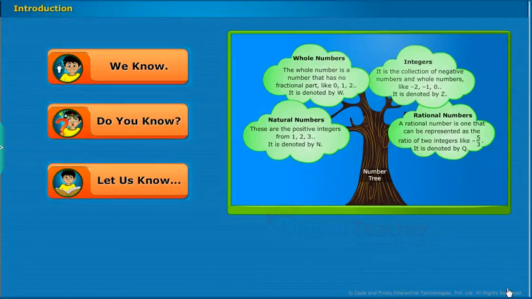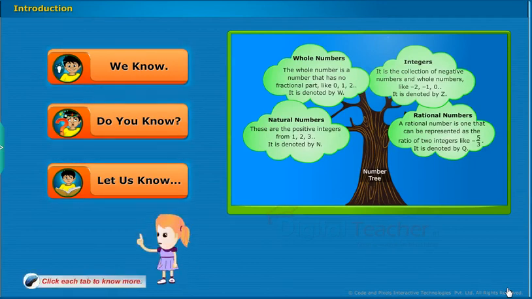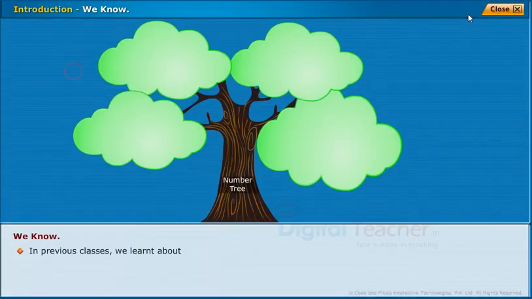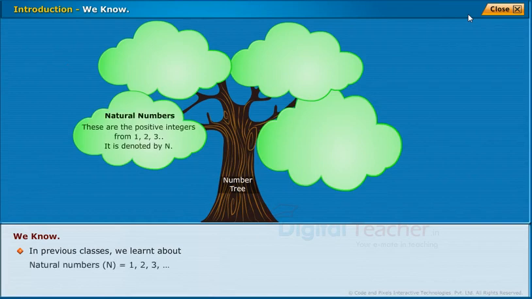Introduction. Before entering into the chapter, follow the instructions shown on the screen. Click each tab to know more. In previous classes, we learnt about natural numbers. These are the positive integers 1, 2, 3 and so on. It is denoted by N.